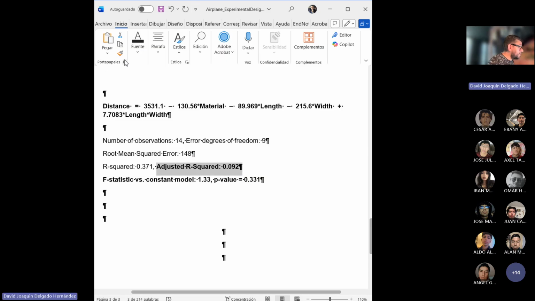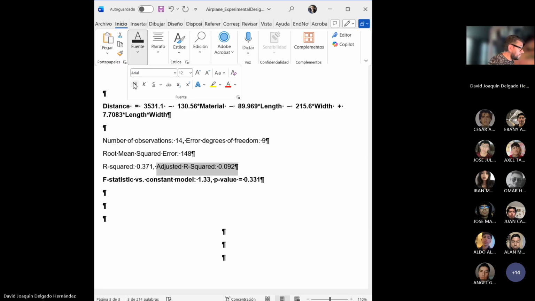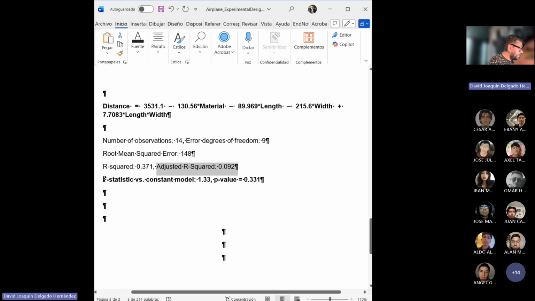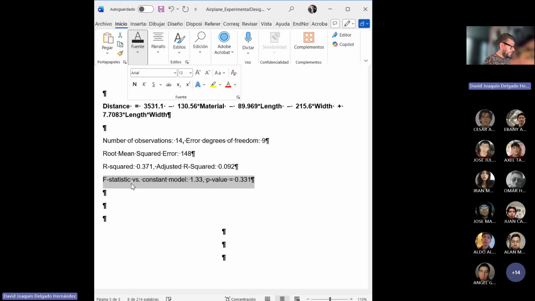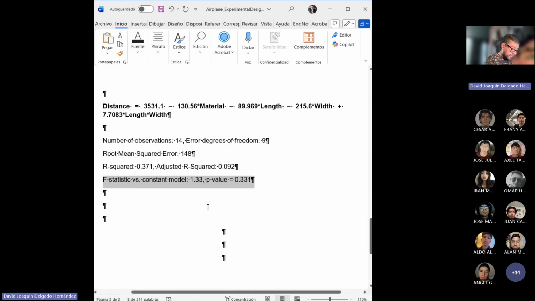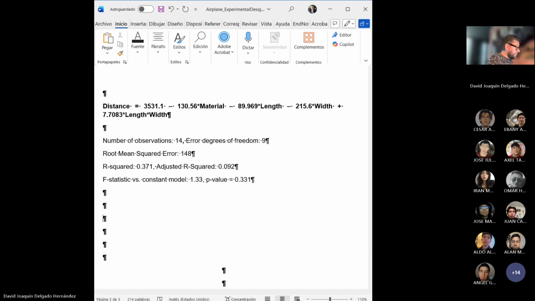And this is the adjusted R squared. These are some statistics that I have to calculate to see how good my model is for predicting the distance. Okay, so then the next step, I will put here some other result for a different model. Let me copy from here.